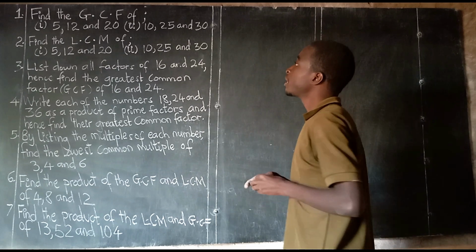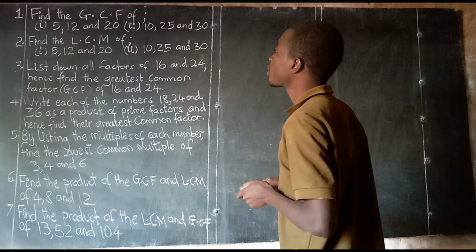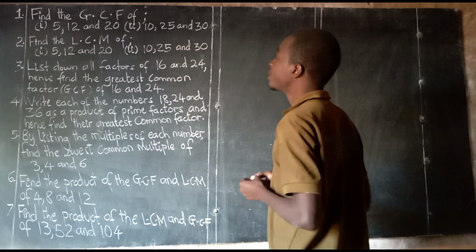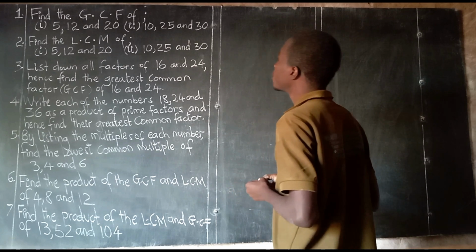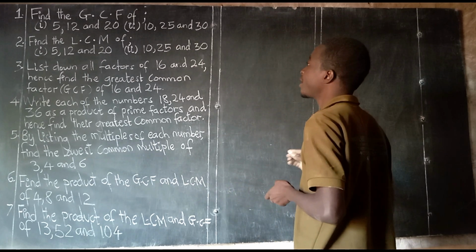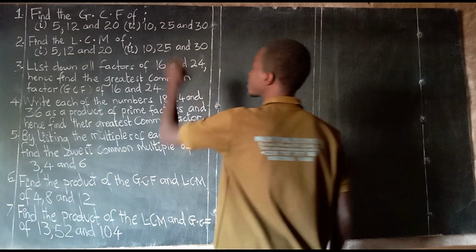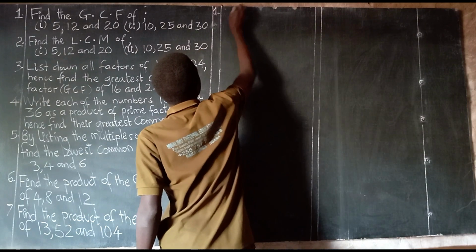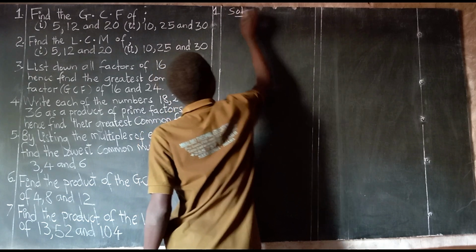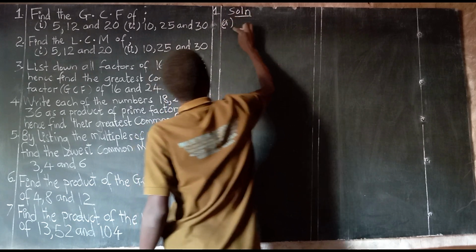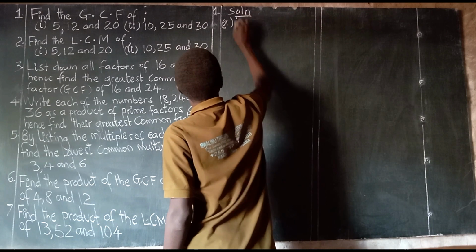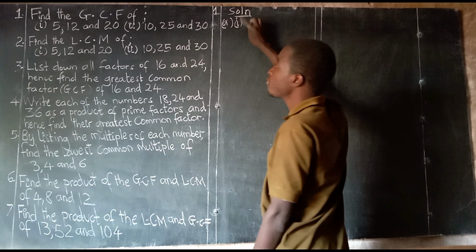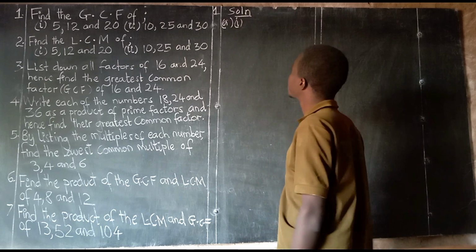The first question: find the GCF of Roman 1, 5, 12, and 20; Roman 2, 10, 25, and 30. Now, let us see the solution of this question. Question 1, solution. In part A, Roman 1, you are asked to find the GCF of 5, 12, and 20.